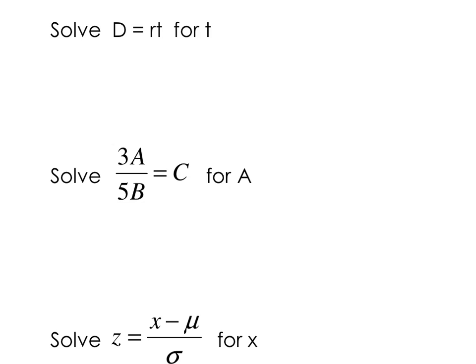So we want to get t by itself. We don't want that r there. It's r times t. The opposite of multiplication is division. So we'll solve for t, we'll get rid of the r, by dividing both sides by r. So distance divided by rate will give us time. We have solved for time.